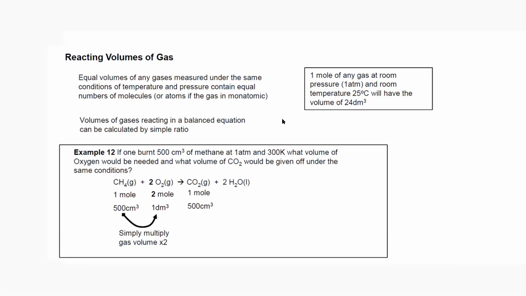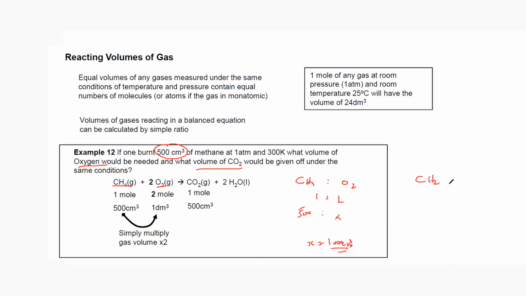And we can also use the ratio to work out the volume of gases. So if we burn 500 cm³ of methane, what volume of oxygen is needed and what volume of carbon dioxide is given off? So we'll take a mole ratio. The mole ratio of methane to oxygen is 1 to 2. So CH4 to oxygen, the ratio is 1 to 2. If this is 500, this will be X. Cross multiply, we get 1000 cm³ of oxygen needed.